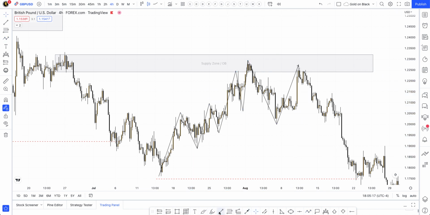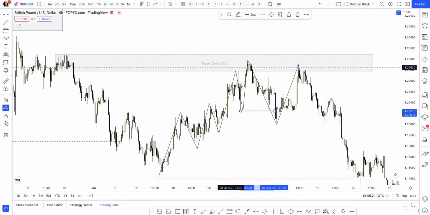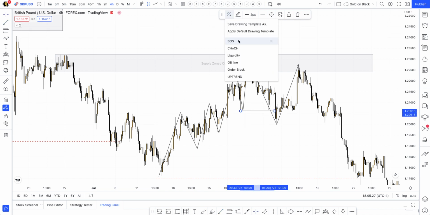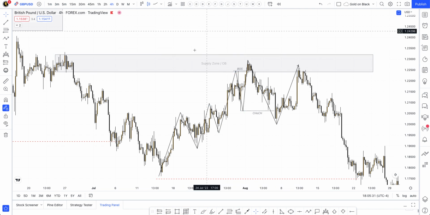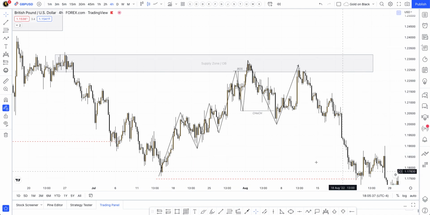What are you seeing here? You see that this right here is my change of character. The last BOS happened right here. Okay? So you have a BOS right there. This is the change of character. This is what's currently, you understand now that on a daily time frame, the direction is bearish. So I should be looking for sells, right?